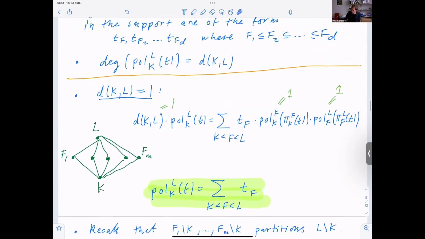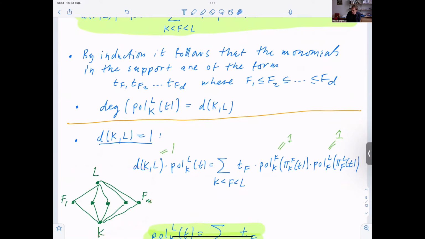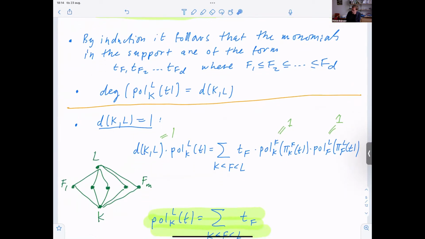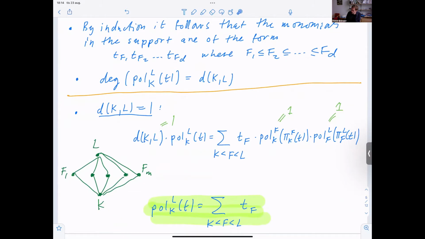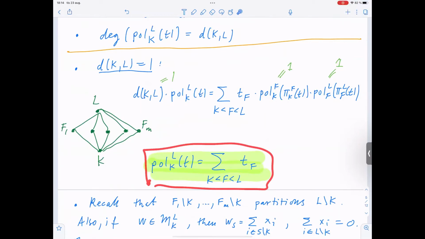So let us apply this to the case where DKL is equal to 1. Then the lattice of flats looks something like this, so the rank of L and K should differ by 2 now. We have K here, L here, and then some flats in the middle. This is the only way it can look. Now DKL is 1, so we have 1 here. These F's lie just in the middle here, so the polynomial for this is going to be 1, and the polynomial for this is going to be 1. So all of these terms are going to be 1. So if DKL is 1, then we will just get the sum of the flats in between K and L.